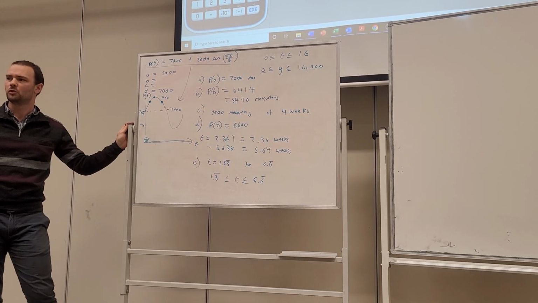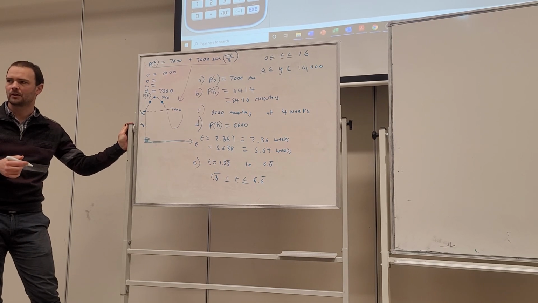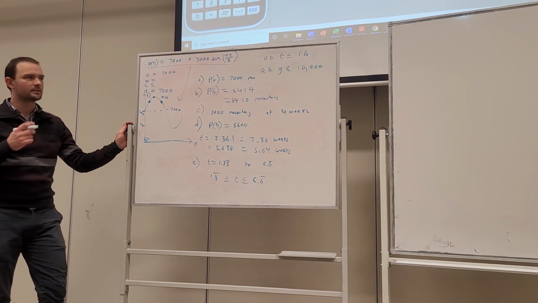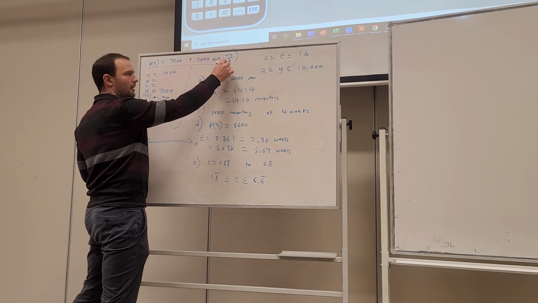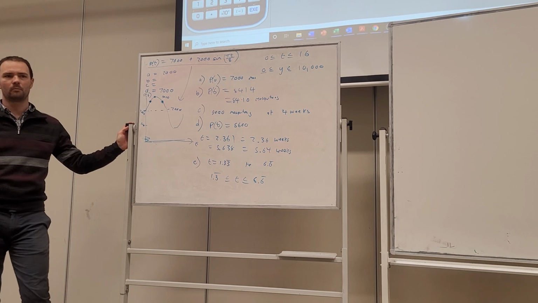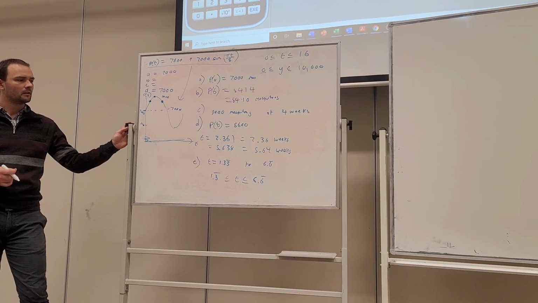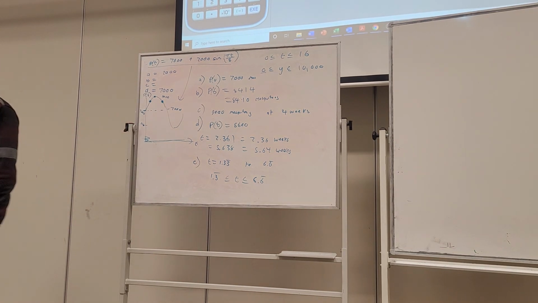And then for X, you should always be given the domain. Otherwise, the domain is just a period. Period is 2 pi divided by b. So you can figure out what the period is. Okay, that's all. Let's have a go at it.